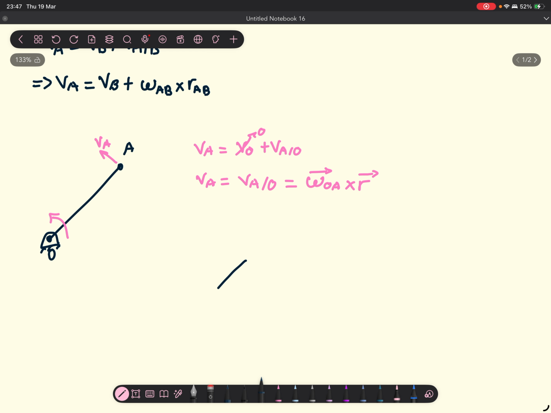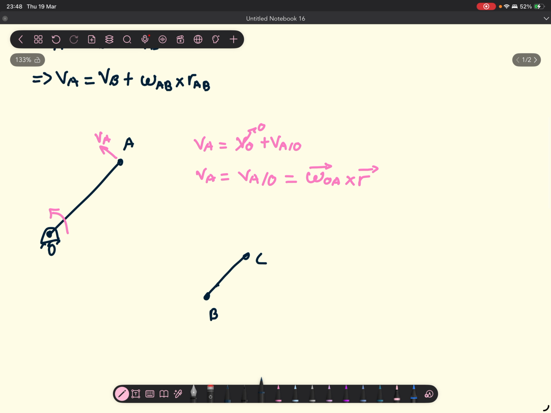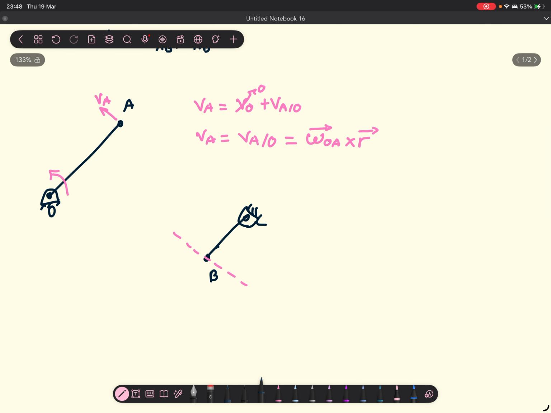Then let's do CP. Okay, so CP, we don't really know if it's rotating this way or if it's rotating the other way. So what we'll do is we'll just draw our vector going something like this. So again, BC is going through fixed axis rotation, right? You have this thing, it's going through fixed axis rotation.